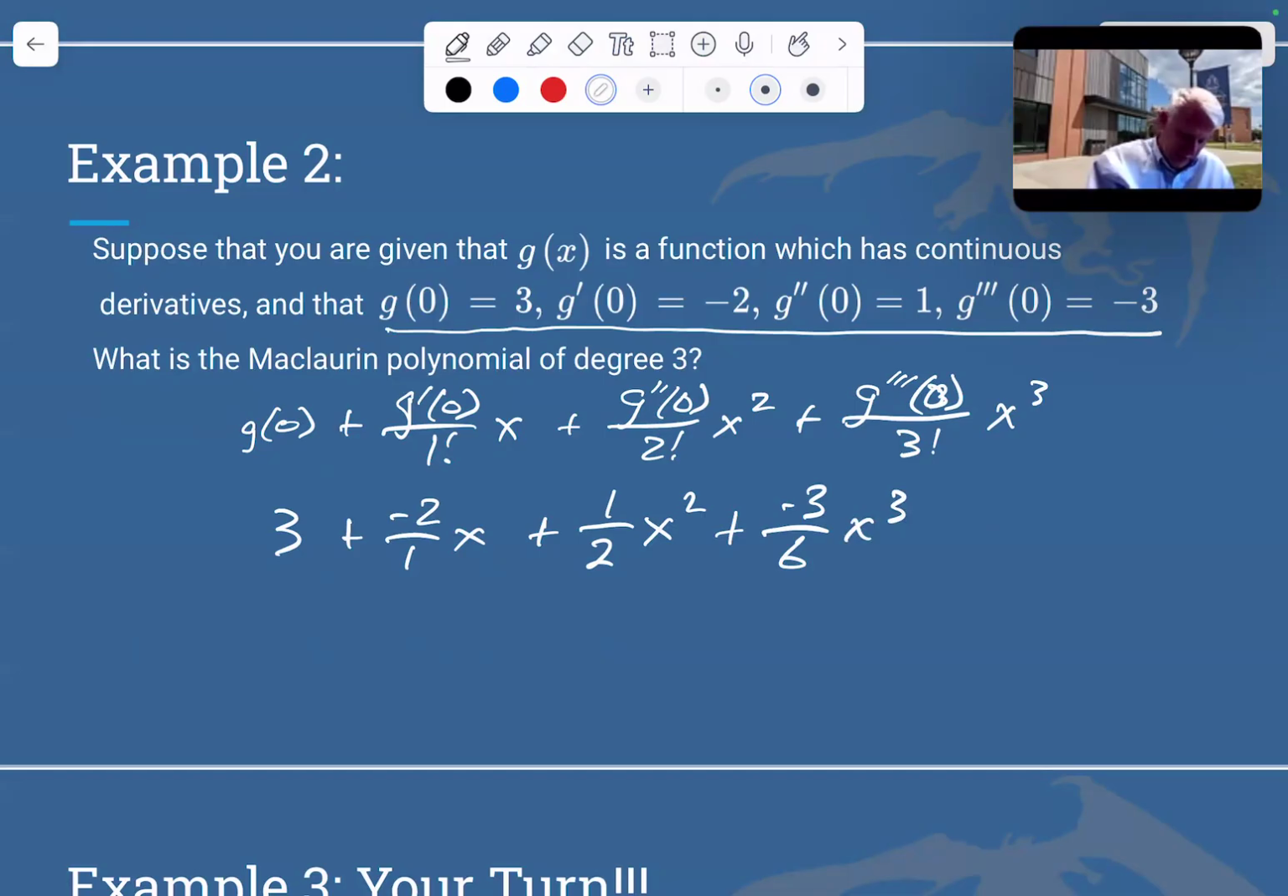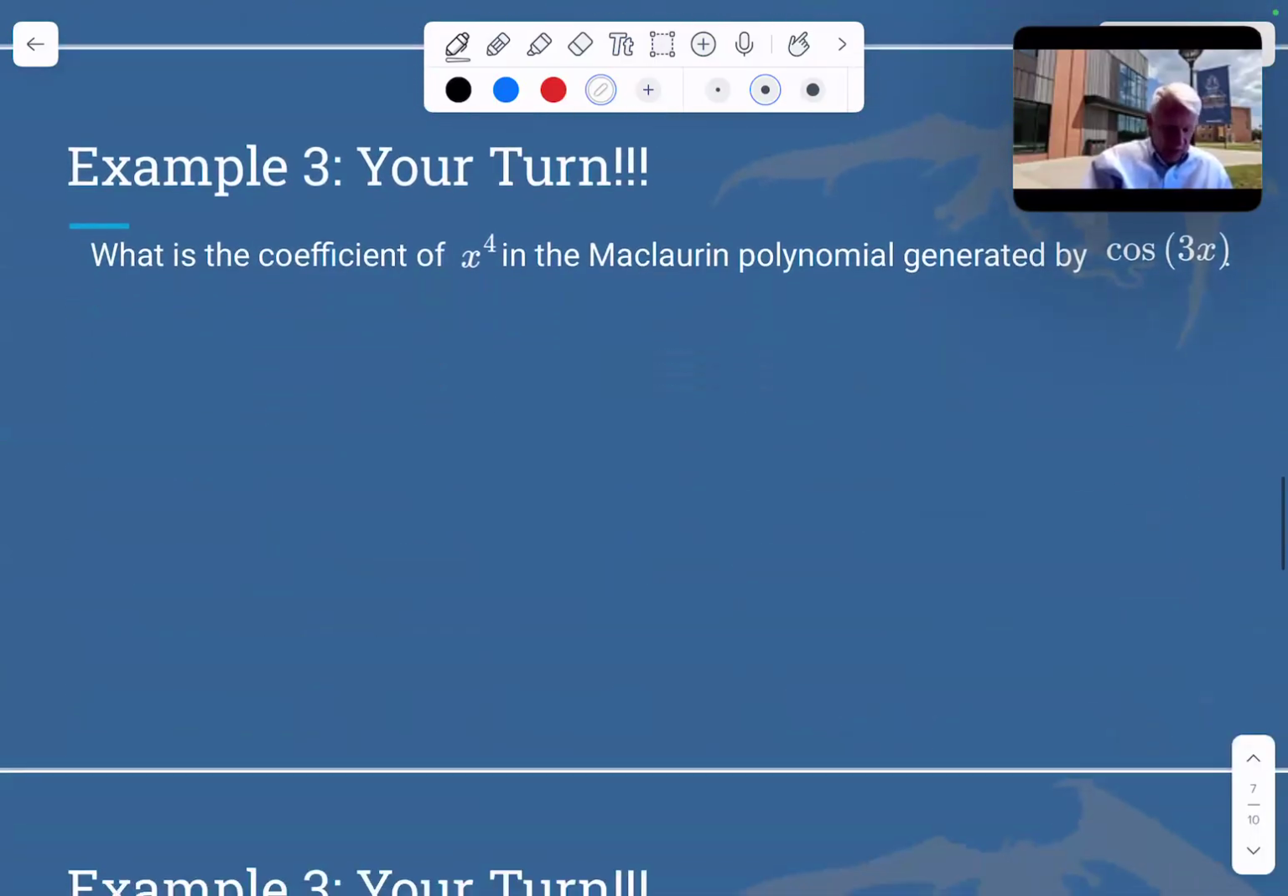So if we clean it up a little bit, we should have 3 minus 2x plus 1 half x squared minus 1 half x cubed. So that's my third degree polynomial. Honestly, it's an unknown function, but I do know what's happening at the derivatives at 0. All right, so now I want you to try this. Please put this on pause, see if you can get it.